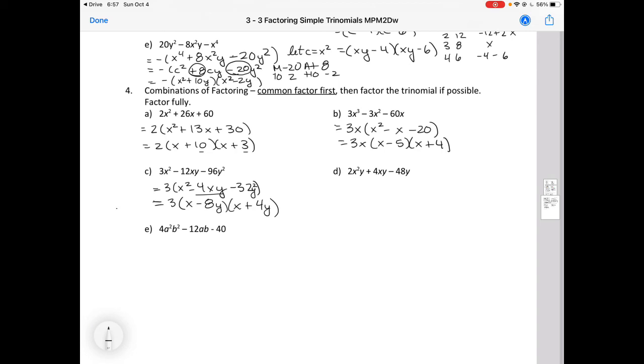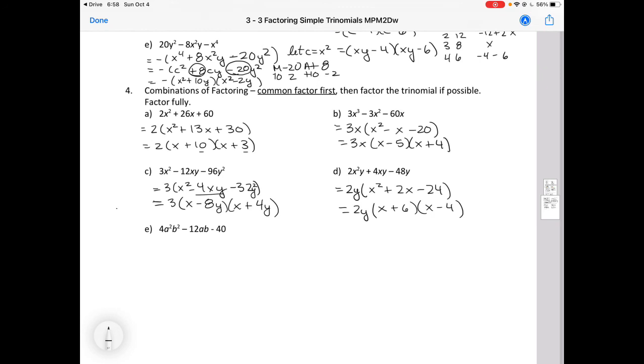Example D, now I'm going to common factor out 2y from each of those terms. That's going to leave me with x squared plus 2x minus 24. I can further simplify that into x plus 6 and x minus 4.